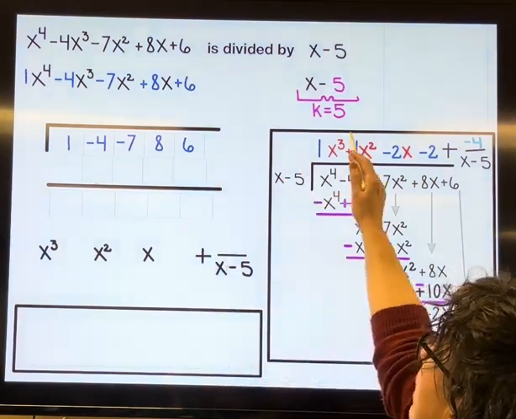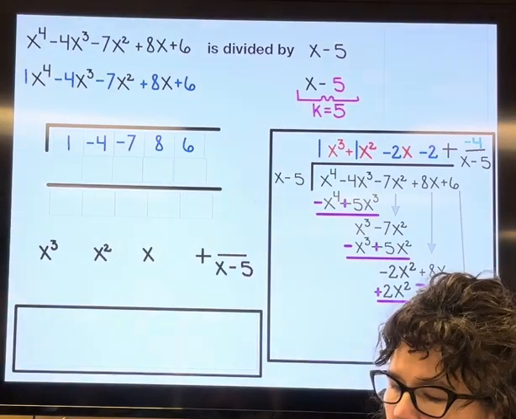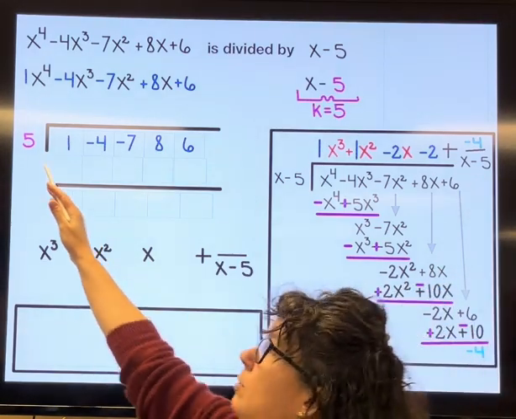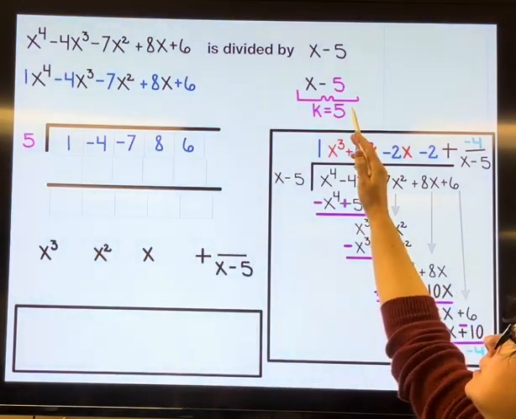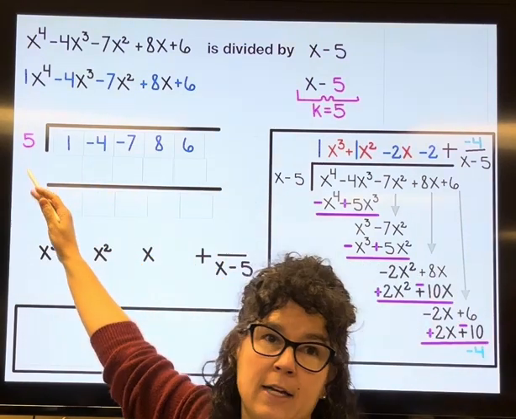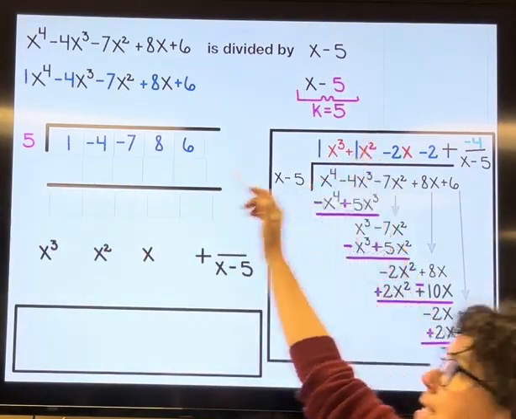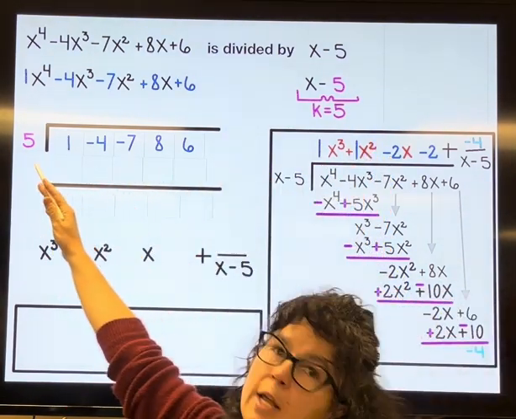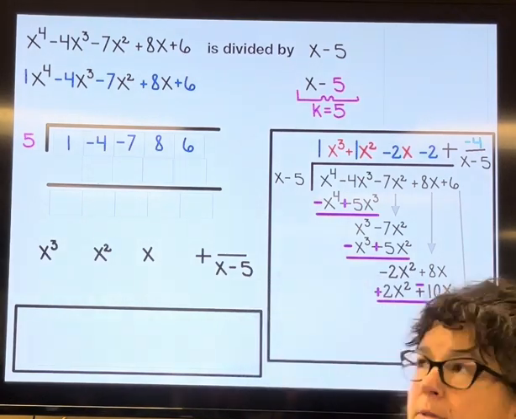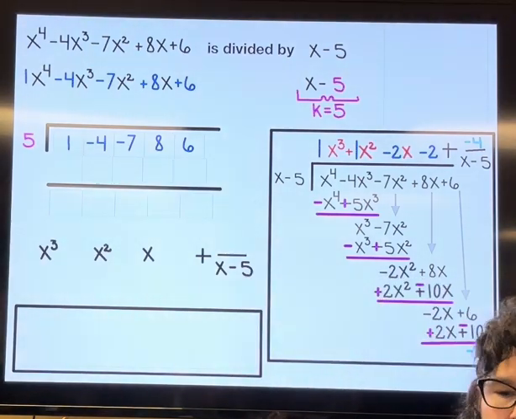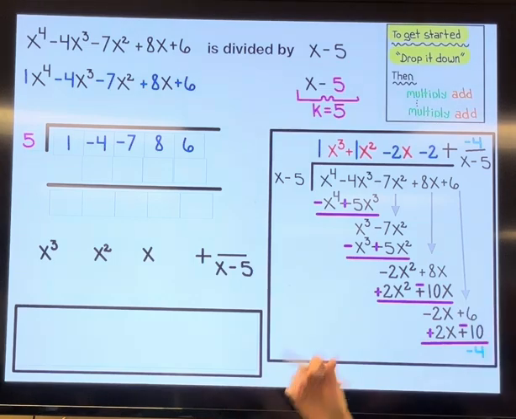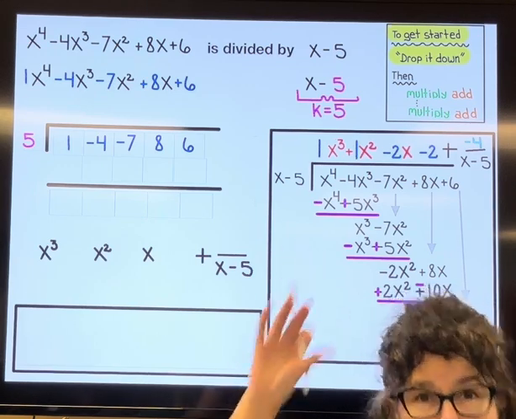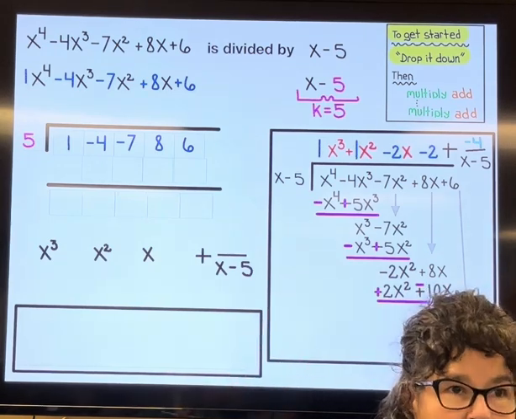Now what I'm dividing by, x minus 5, I'm going to use positive 5, and that goes right here. So if this was x plus 8, I'd put a negative 8. If this was x minus 19, I'd put a positive 19. If it was x plus 1, I would put a negative 1. It's going to be the opposite. Then the strategy is you want to drop it down, multiply, add, multiply, add, multiply, add. So one more time. Drop it down, multiply, add, multiply, add, multiply, add.